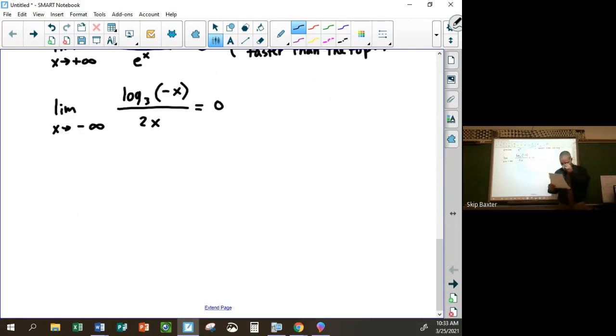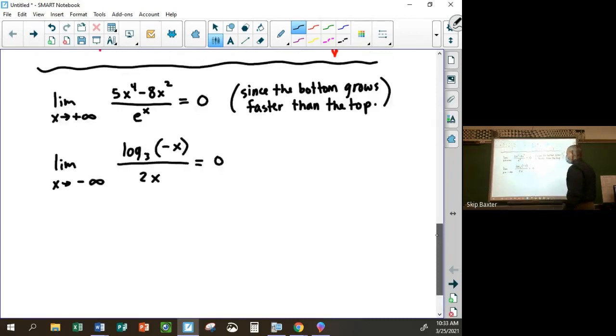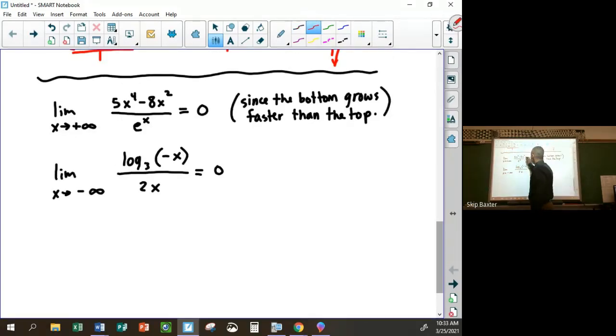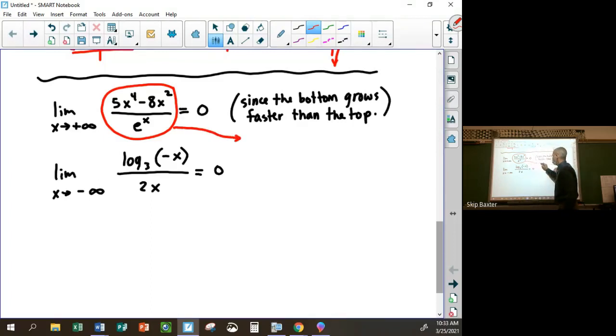How about this? Sometimes they might even try and hide something. For example, they might write this function as 5x to the fourth minus 8x squared times e to the negative x. But that's the same thing as that, right? So don't be fooled by that. Just write it as a fraction. Let's do one that's not written as a fraction.